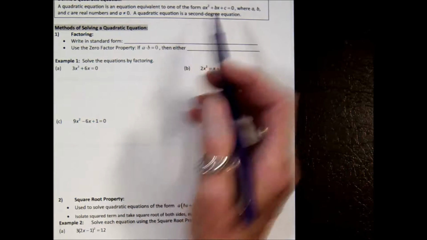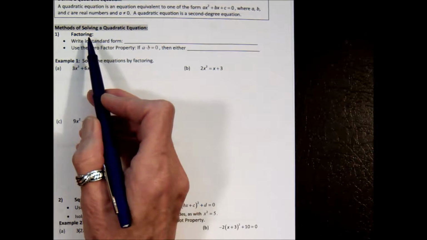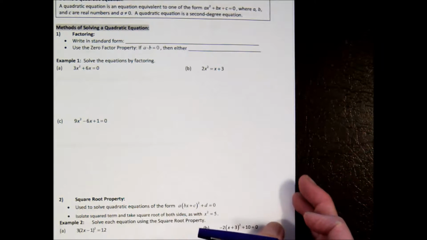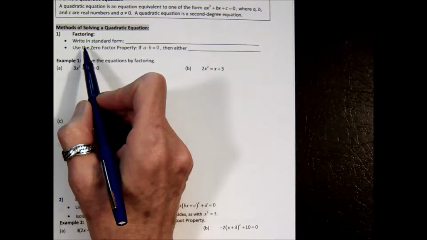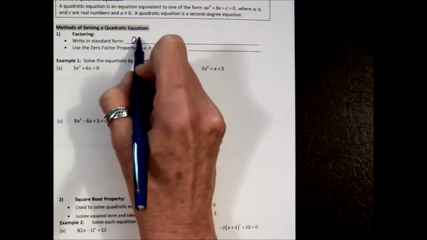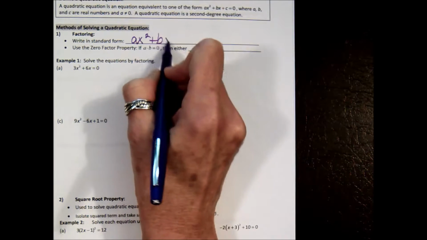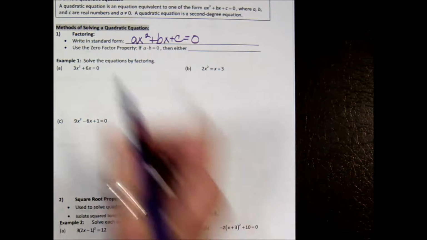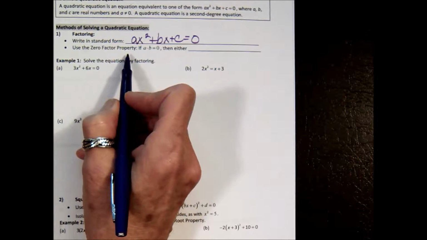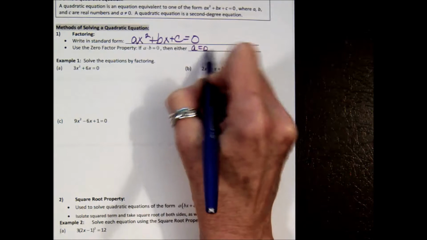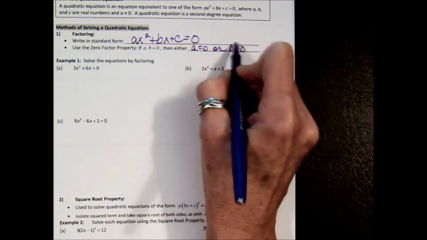A quadratic equation is a second degree equation, whereas we talked about linear equations as being first degree equations. So there are several methods for solving a quadratic. The first one is factoring, which you have seen before. In fact, all of these methods you have seen before. In the steps for factoring, the first thing we want to do is write our equation in standard form of ax squared plus bx plus c equals 0. So we want to get it equal to 0. And then you use the zero factor property, which says if a times b equals 0, then either a equals 0 or b equals 0.